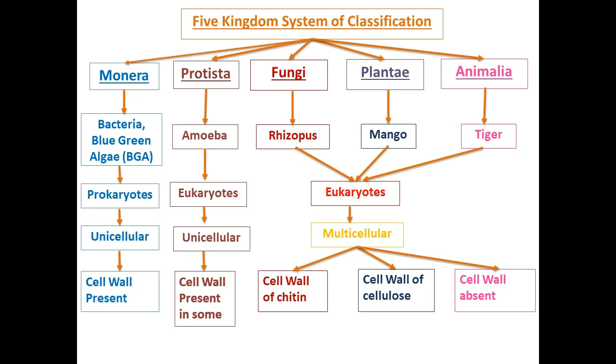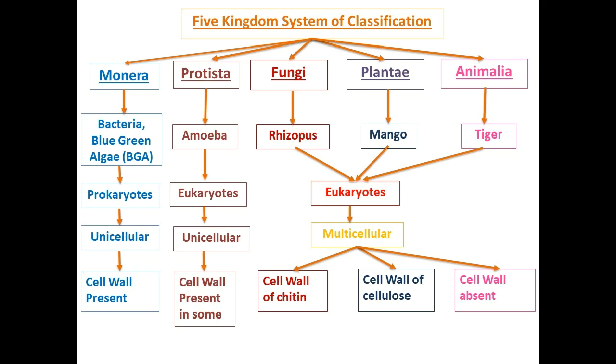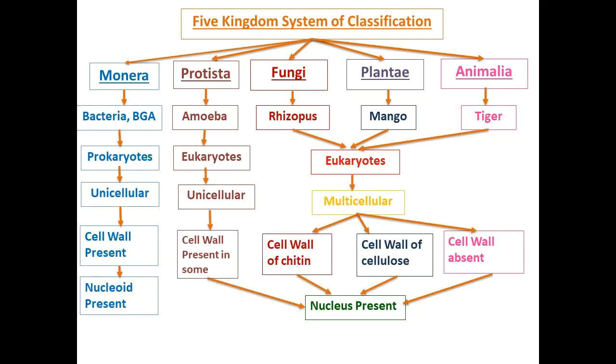The next point we take into consideration is the nuclear membrane, meaning whether the nucleus is well defined or not. If the nuclear membrane is absent, it is called a nucleoid. So kingdom Monera includes the prokaryotes, and in prokaryotes the genetic material, which is without a nuclear membrane, is called a nucleoid. While Protista, fungi, Plantae and Animalia, all of them from here onwards, have a well-defined nucleus. Okay, that is for the nuclear organization.